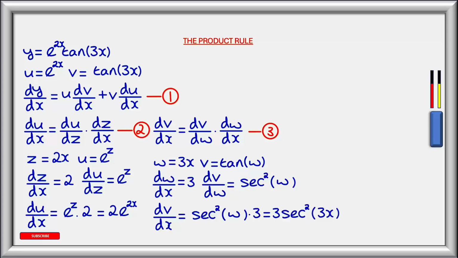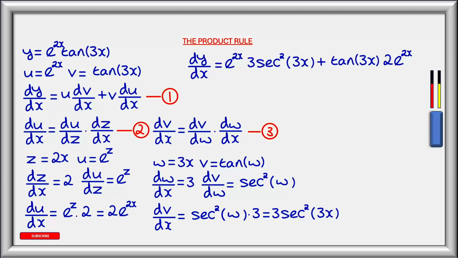Now plugging these results back into equation 3, we have dv by dx is equal to dv by dw, which is secant squared w, multiplied by dw by dx, which is equal to 3. And if we substitute back in for w, where w is equal to 3x, dv by dx is equal to 3 multiplied by secant squared of 3x. And now we can plug the results we've obtained using the chain rule into equation 1.